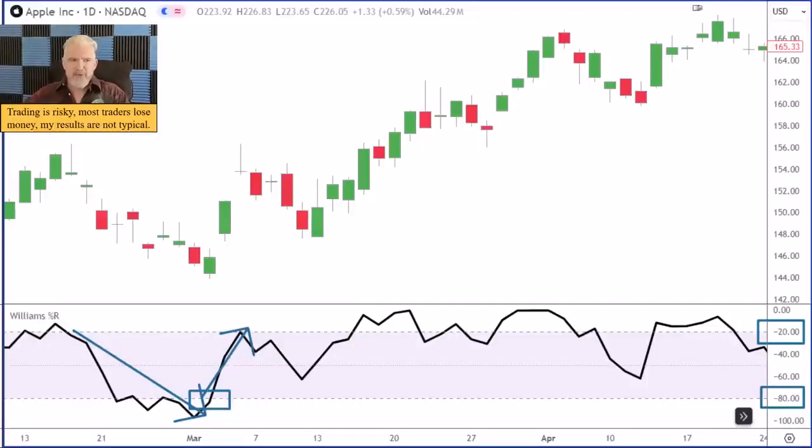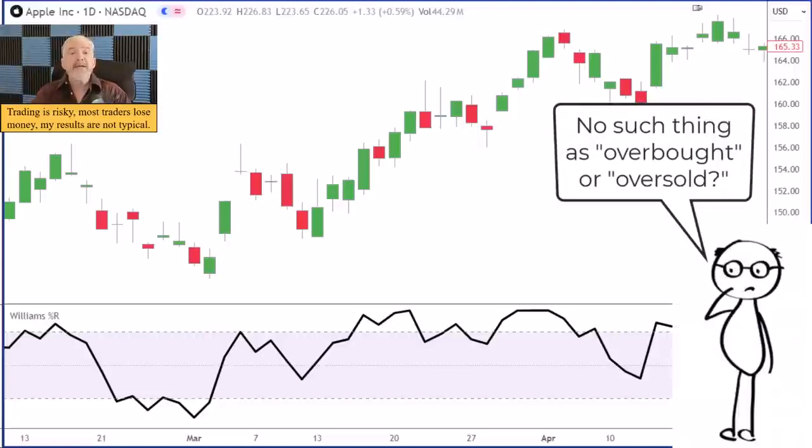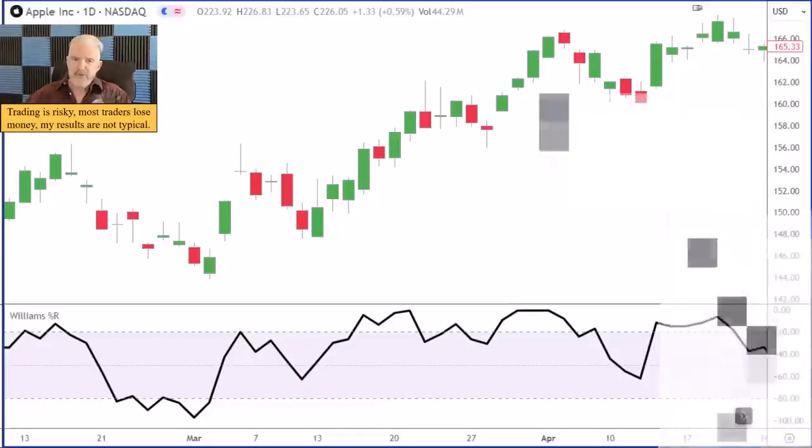People like those terms, overbought and oversold. You should run away from those terms, overbought and oversold. There is no such thing in the markets as overbought or oversold. Eliminate those terms from your trading vocabulary. They will cause you to lose money. Professional traders, we don't use those terms.